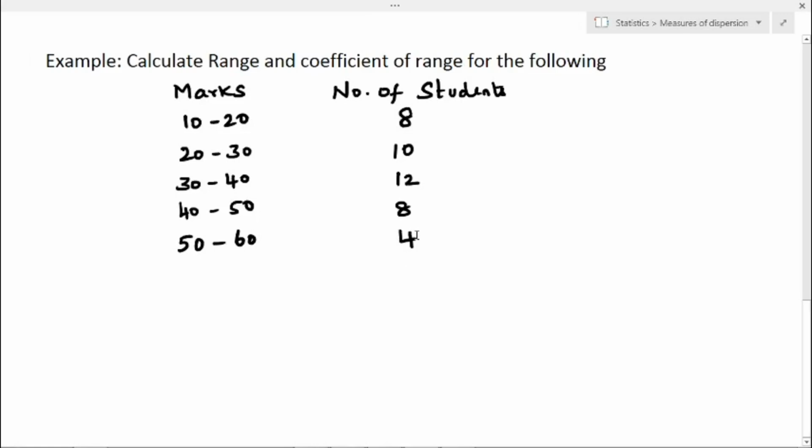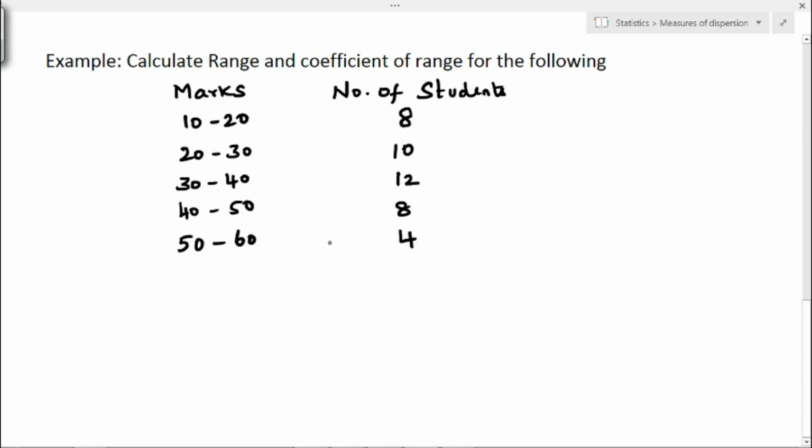Next example, again we have to find range and coefficient of range, but in this problem the data are given in the form of continuous series. So that is marks, class limit values are given 10 to 20, 20 to 30 till 50 to 60, and corresponding frequency value, that is number of students, is given 8, 10, 12, 8 and 4.